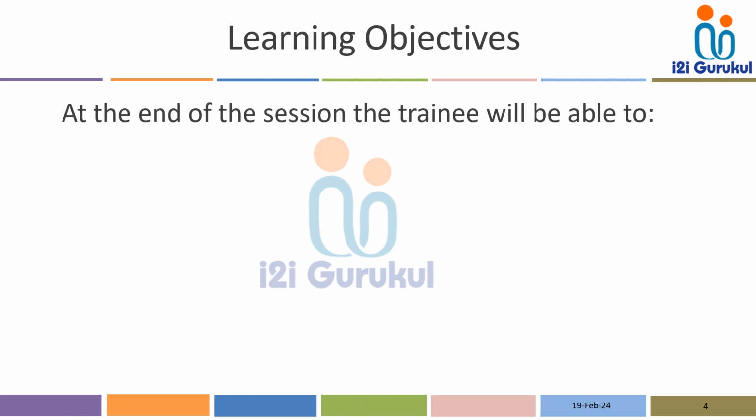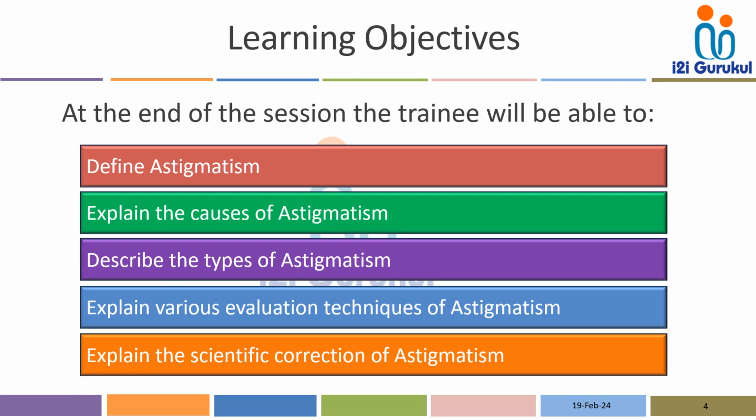At the end of this session, you will be able to define astigmatism, explain the causes of astigmatism, describe the types of astigmatism, explain the various evaluation techniques of astigmatism, and finally explain the scientific correction of astigmatism. These are the learning objectives for today's session.